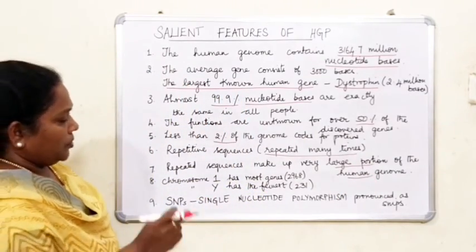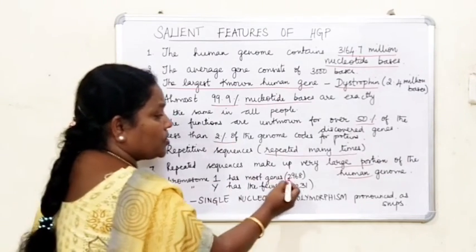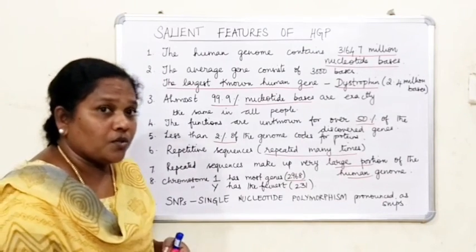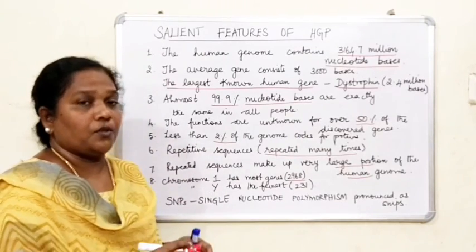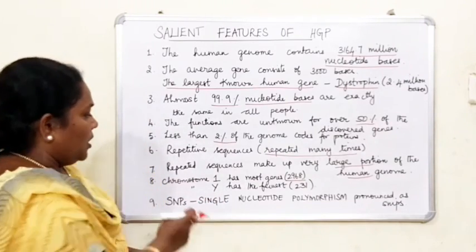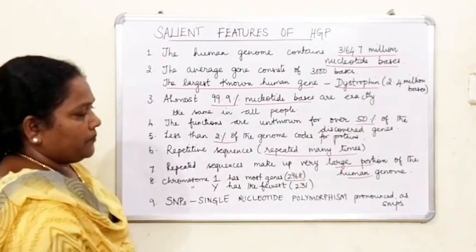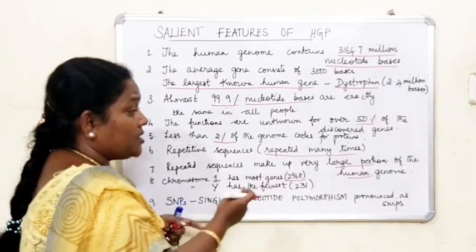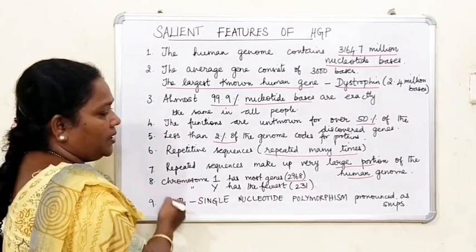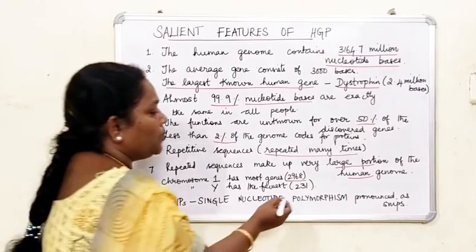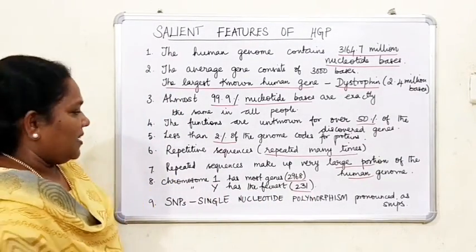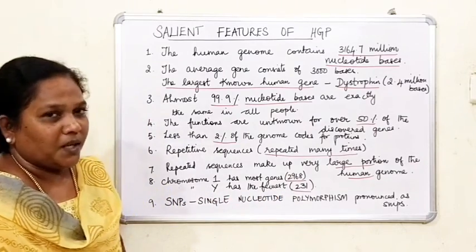Right? And then one more thing, chromosome 1 has the most genes. We have learned about 24 chromosomes: 22 are autosomes plus X and Y, 2 sex chromosomes. So including autosomes and sex chromosomes, you have 24. Out of 24, chromosome 1 was found to have, what is the number of genes? 2968, which is the most. And then what about chromosome Y, which has the fewest genes? It is 231. So chromosome 1 has the most genes, 2968, and chromosome Y has the fewest genes, 231.